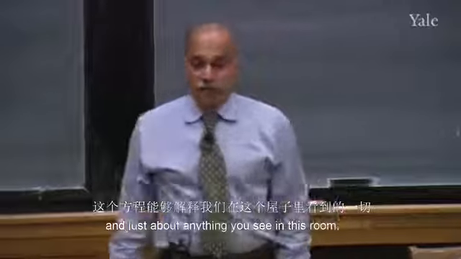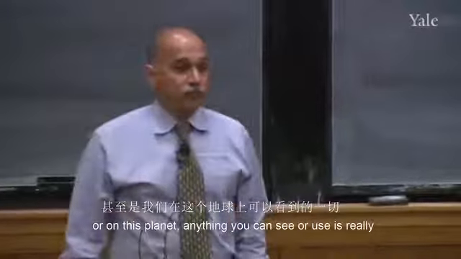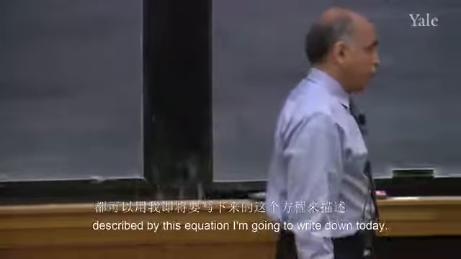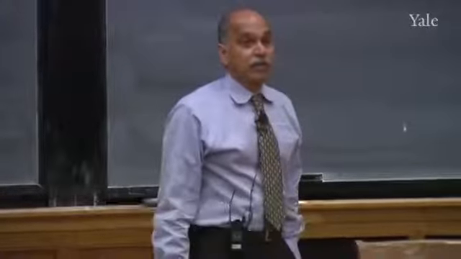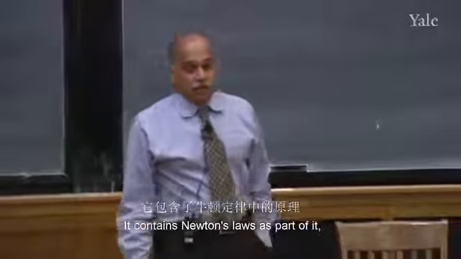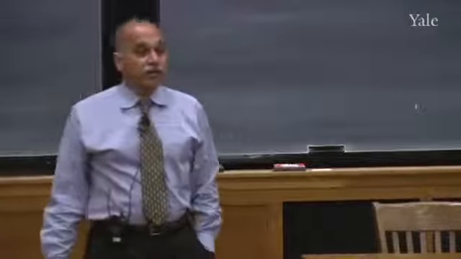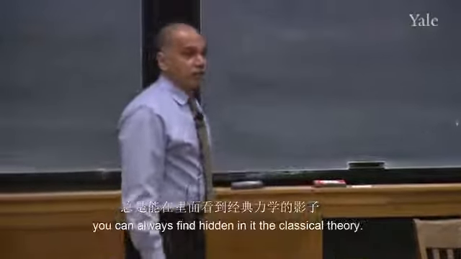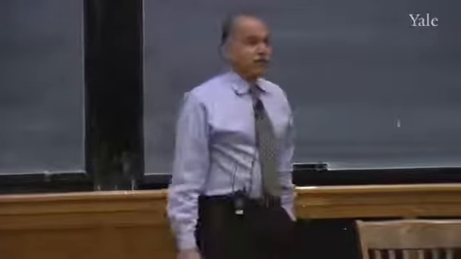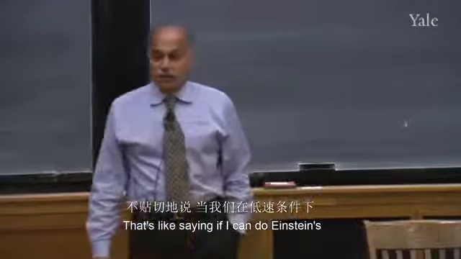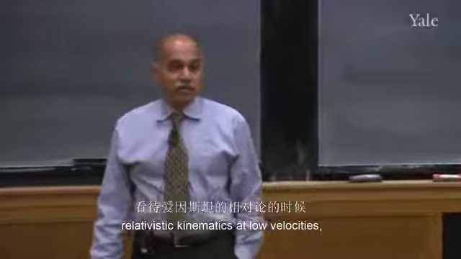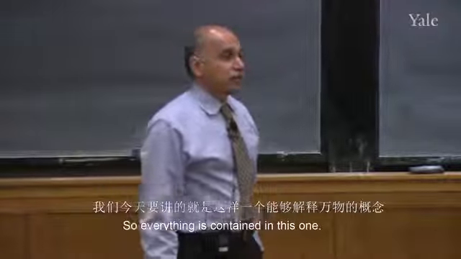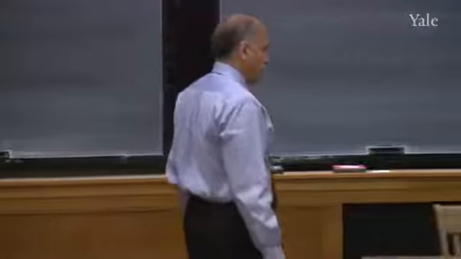And just about anything you see in this room or on this planet, anything you can see or use is really described by this equation I'm going to write down today. It contains Newton's laws as part of it. Because if you can do the quantum theory, you can always find hidden in it the classical theory. That's like saying if I can do Einstein's relativistic kinematics at low velocities, I will regain Newtonian mechanics. So everything is contained in this one.